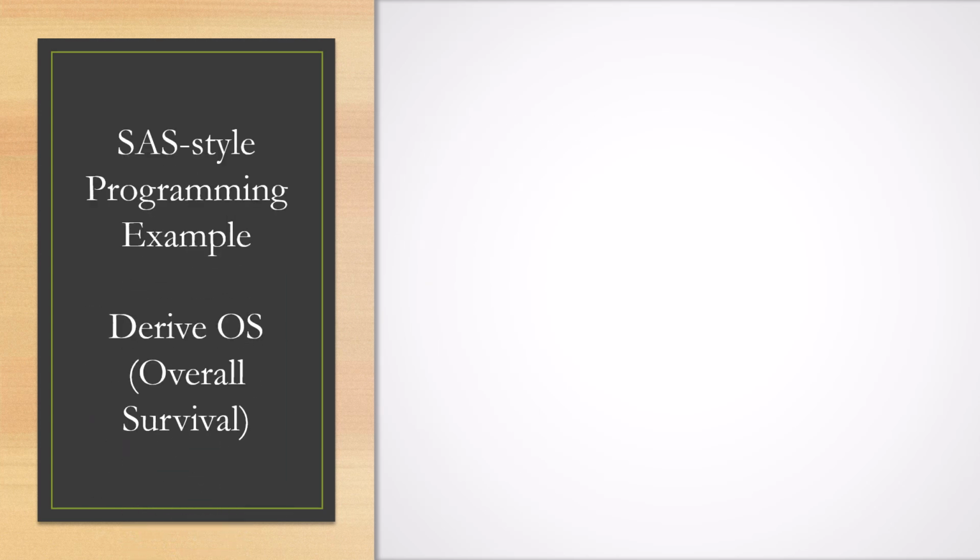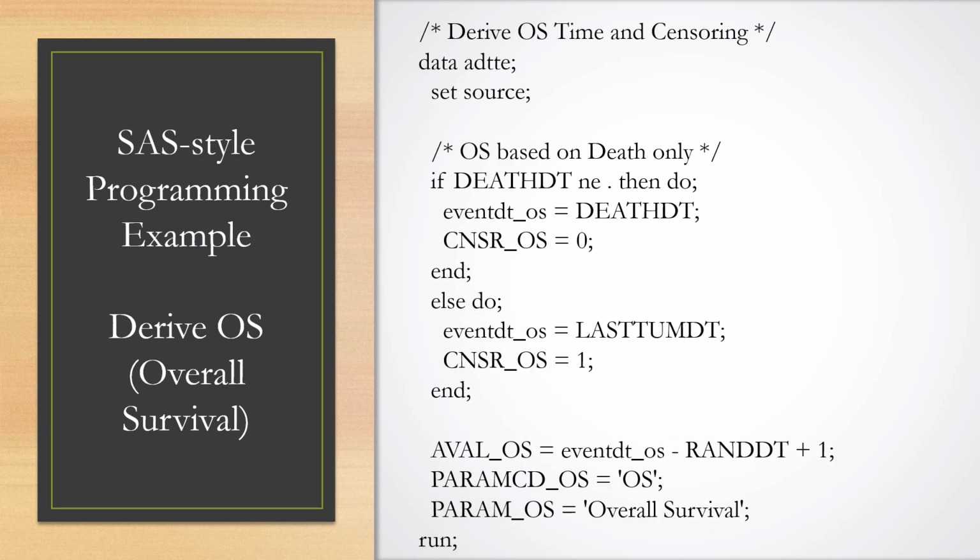Next is the derivation of overall survival data using the SAS code. Again, we are reading the source dataset and creating the ADTTE dataset. The difference between the OS and PFS is that in case of OS, we are mainly concerned whether the subject experiences death or not. So if the subject has died, that is, if death date is not equal to missing, then the event date will be the death date, and since that means the event has happened, the censor variable, which is CNSR, will be equal to 0.